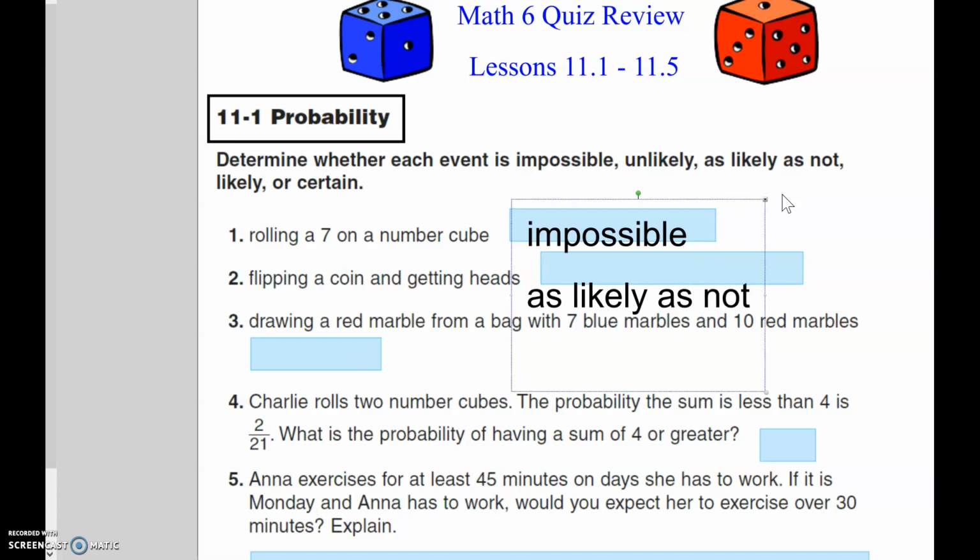Okay, next one. Drawing a red marble from a bag that has 7 blue and 10 red. You ask yourself, is red not there at all? That'd be impossible. Is it half red and half blue? Or is there more red than blue? In this case, there's more red than there is blue, so it's more than as likely as not. It's more than 50-50. It's likely. Likely is more than half. Certain means it's certain. That's what you're going to get.